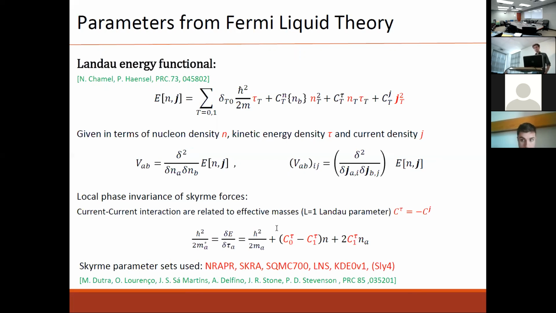There are a lot of these parameter sets for Skyrme forces on the market. I've listed the ones that I've used here for comparison. Depending on which group you're looking at, some might prefer one parameter set, some might prefer another. That's really a matter of taste, but the ones that I use here are very well established and pass a lot of macroscopic constraints, so they're supposed to be good Skyrme forces.